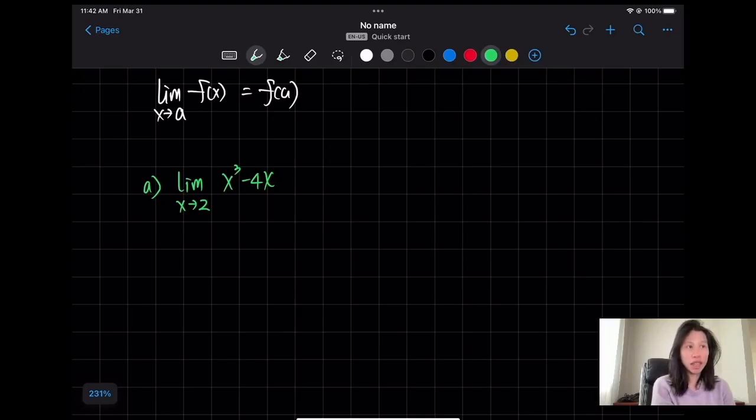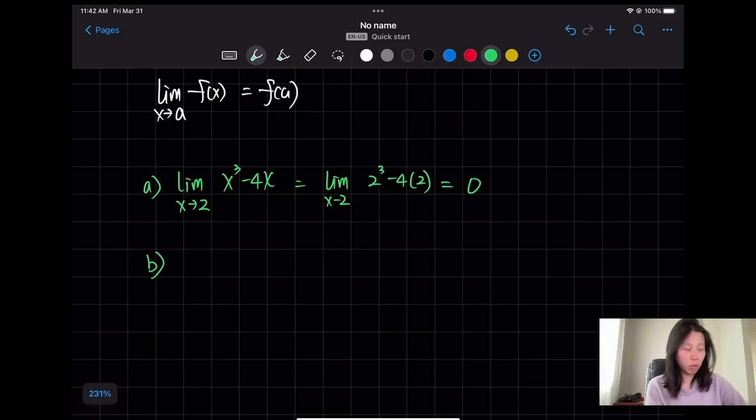So we can find the limit by direct substitution. For x equals 2, we substitute 2 into the function, which equals 0. So that means the limit at x equals 2 is 0.